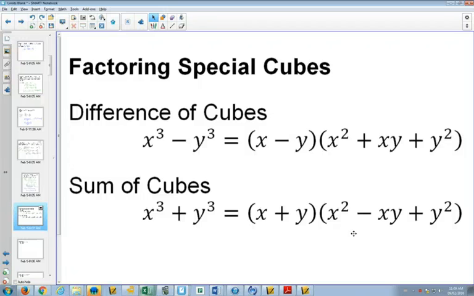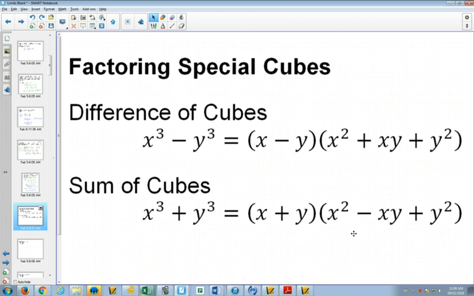Now, factoring special cubes is something that tends to not be taught a lot in high school, and then when you get to university calculus, they kind of expect that you know it. So there's a little bit of a gap there between grade 12 pre-calculus, where we don't do special cubes and these aren't formulas that you memorize, and then all of a sudden you get to university and they kind of expect that you've seen these before and know how to deal with them.